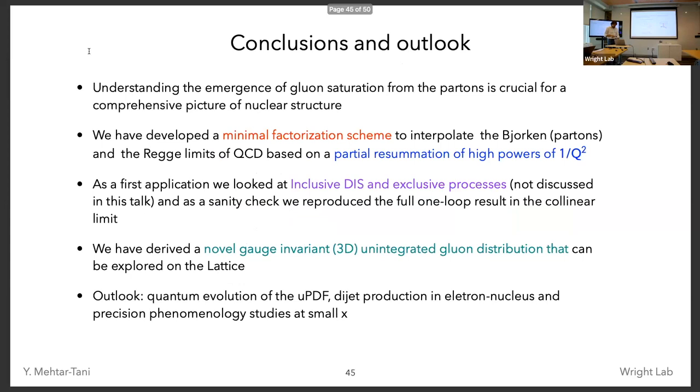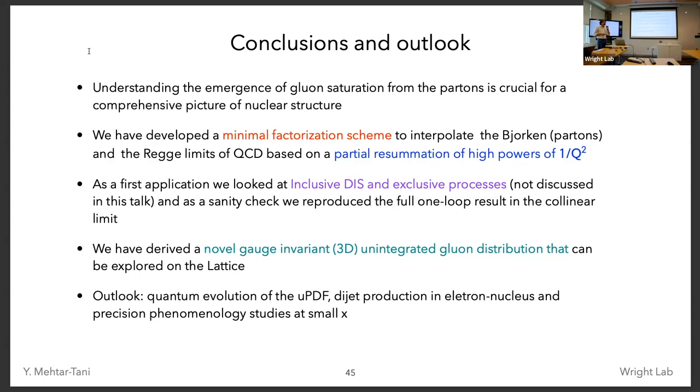All right, so this brings me to my conclusion. Understanding the emergence of gluon saturation from the partons is crucial. The parton picture is well understood, but we don't know from first principles how we can go from partons to saturation in a smooth way. That's very important if you want to have a comprehensive picture of the structure. So what we did here is that we have developed the minimal factorization scheme using an approach which we dubbed the partial twist expansion, that allowed us to resolve just the right terms to all orders that allow us to go from one limit to the next.